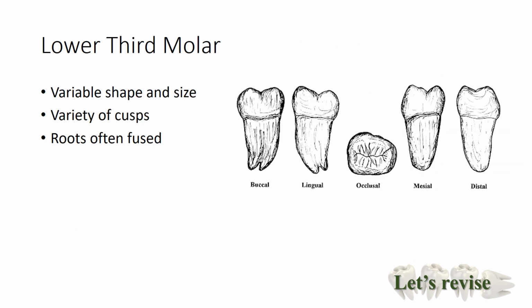And just to finish off, the lower third molar, variable in shape and size, very much like the upper molar, can come in all shapes and forms. Roots are often fused, variety of cusps. It's stuck in at the back. It's an interesting little tooth. It doesn't have the distinction that the other teeth do, so it would be very difficult to tell whether it was a left or right if you just had it in isolation.